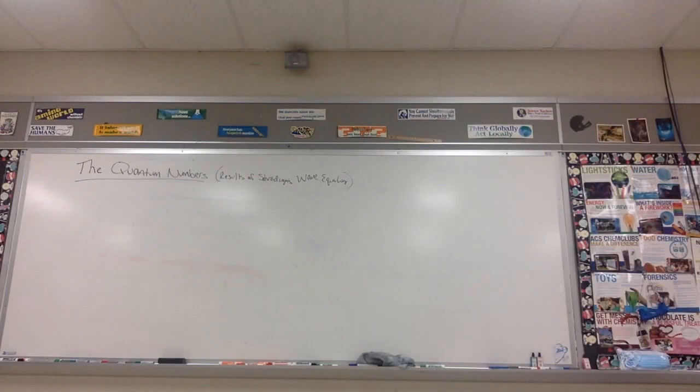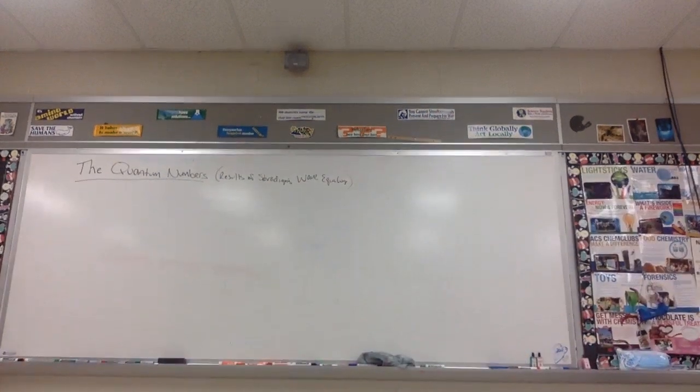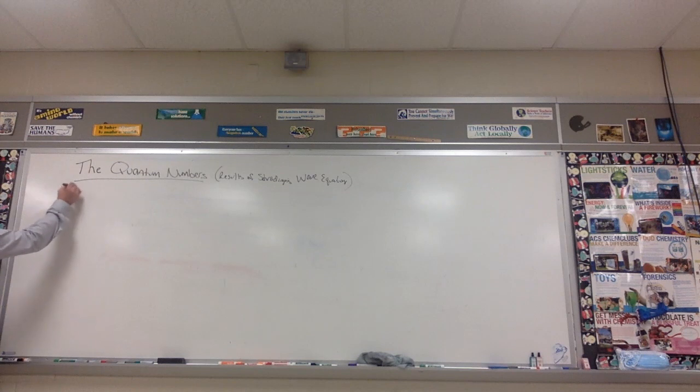All right, so the quantum numbers now, like I said, we're not going to get into the mathematics or the formulas behind all this. We're just looking at what Schrodinger's wave equations tell us about the atom and specifically where the electrons are and how they behave around it. So there's 4 quantum numbers.